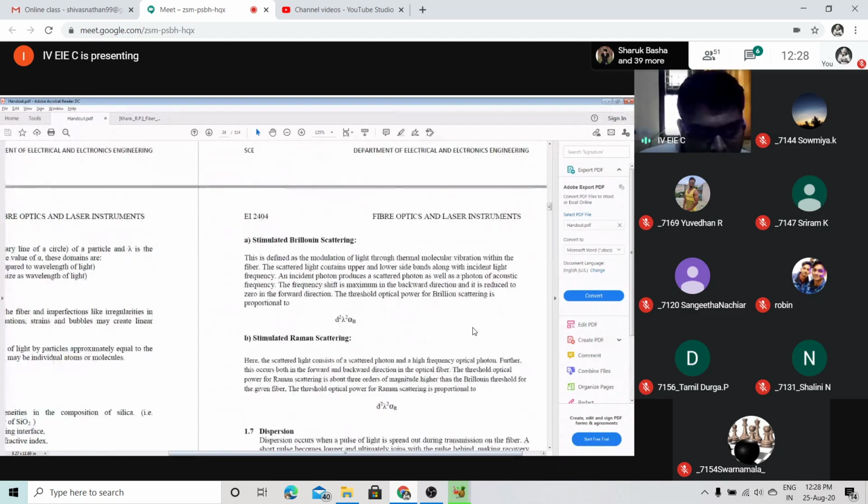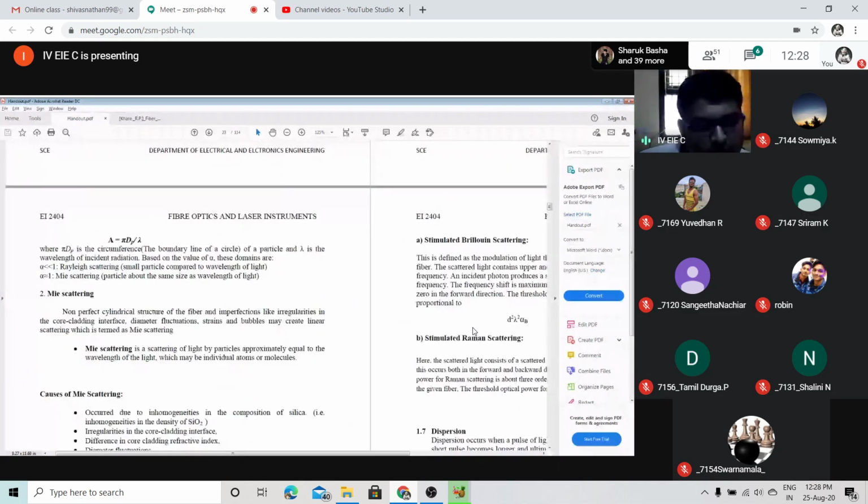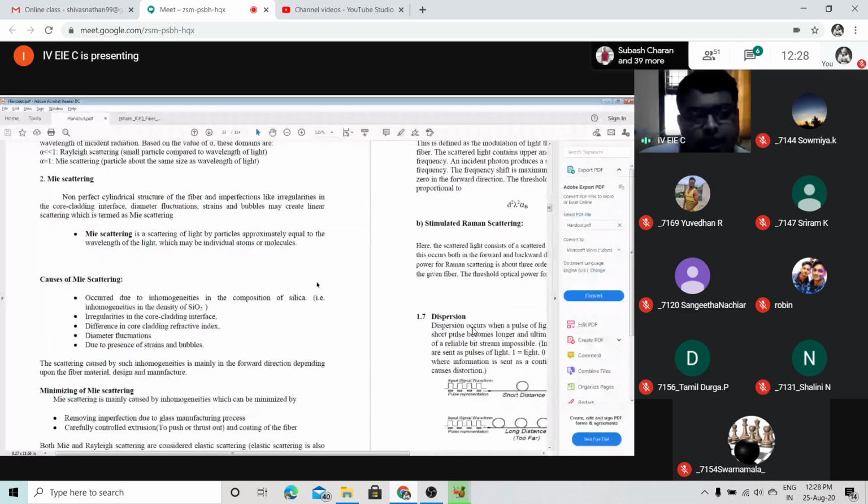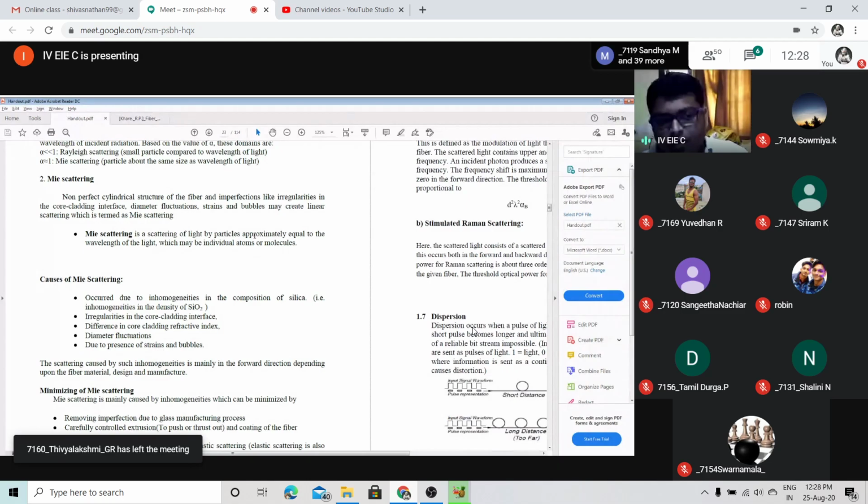The second concept is called Mie scattering, M-I-E scattering. Okay. So Mie scattering will be because of certain reasons. The first reason is the irregularities and inhomogeneities present in your core-cladding interface. Now we are not talking about simply the atoms or molecules, or the deformities or inhomogeneities present at the molecular level. We are going to get into a higher level.